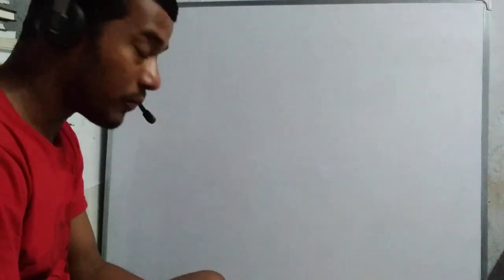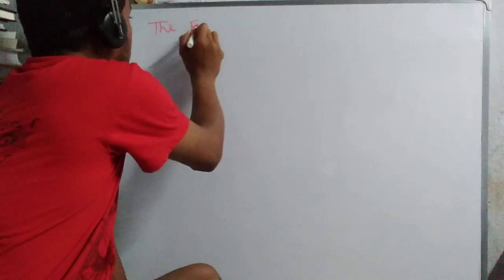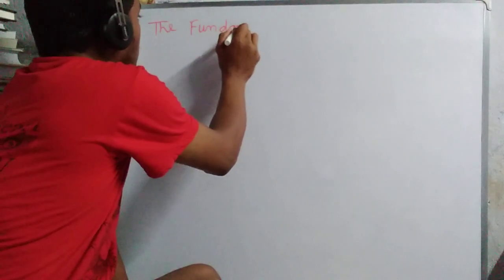Today we start on important topics related to algebra. Algebra plays an important role in mathematics. So we start from one important, crucial theorem in algebra. We know this familiar theorem, the fundamental theorem of algebra.